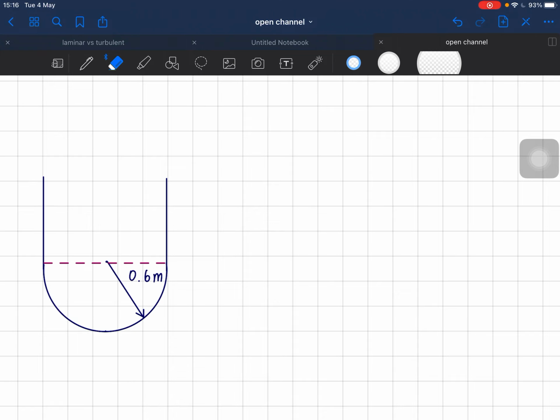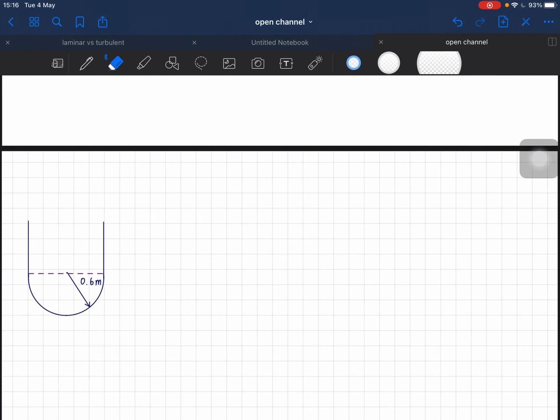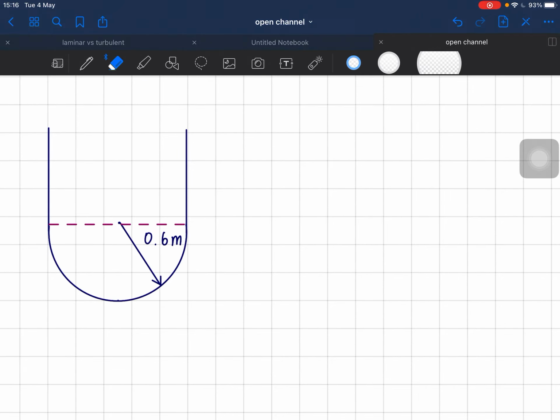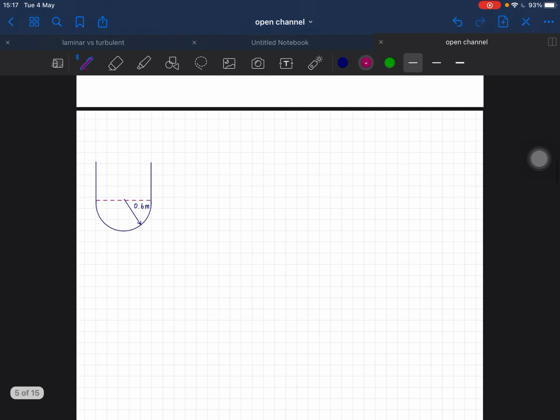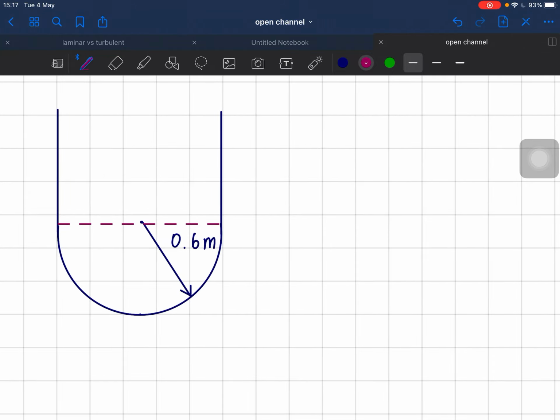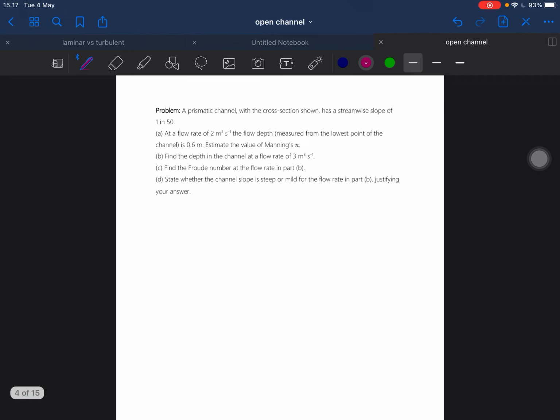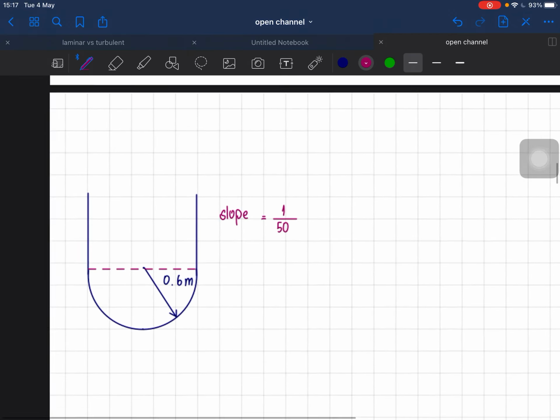Then we can proceed to the next procedure. So finally we can get the answer. What is given in this problem? We have the streamwise slope, so slope equals 1/50, and the flow rate is 2 cubic meter per second.